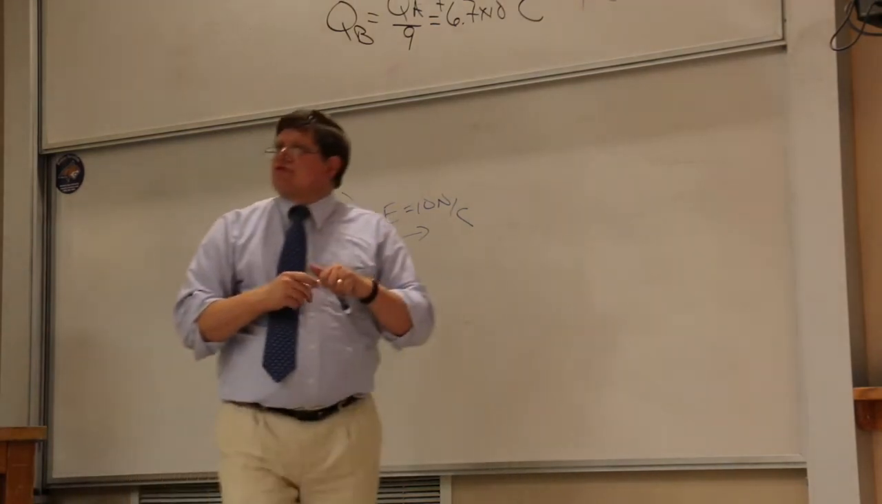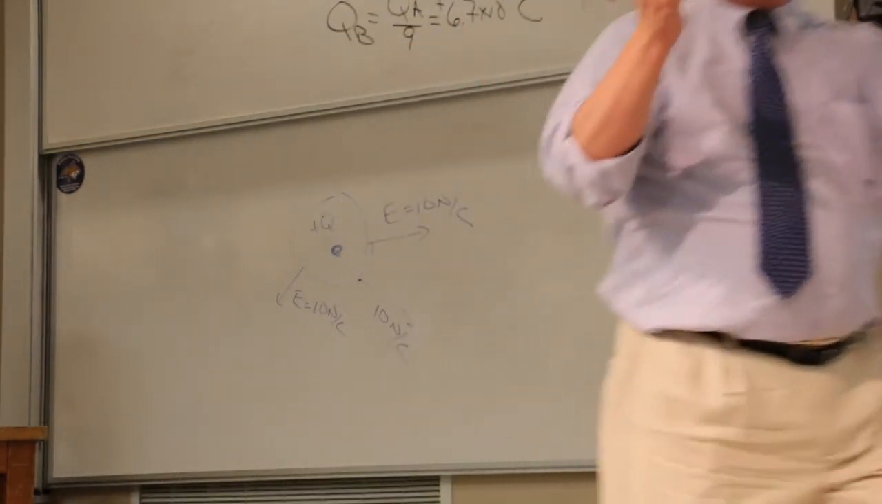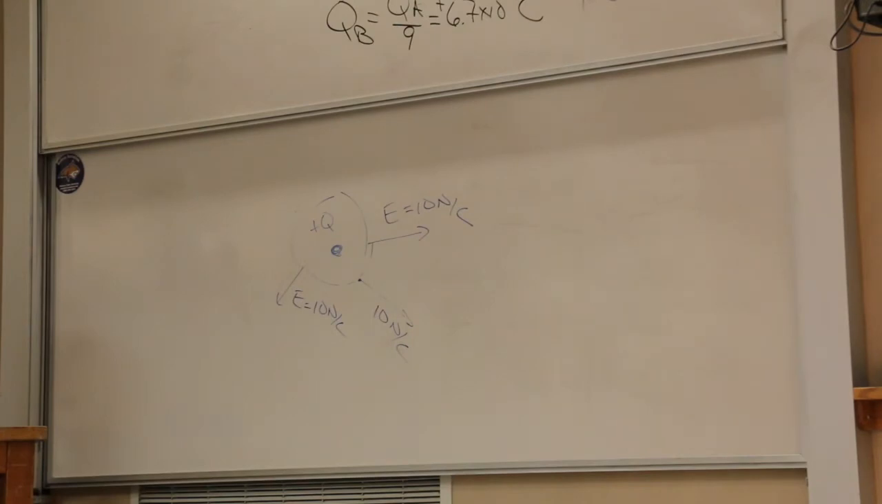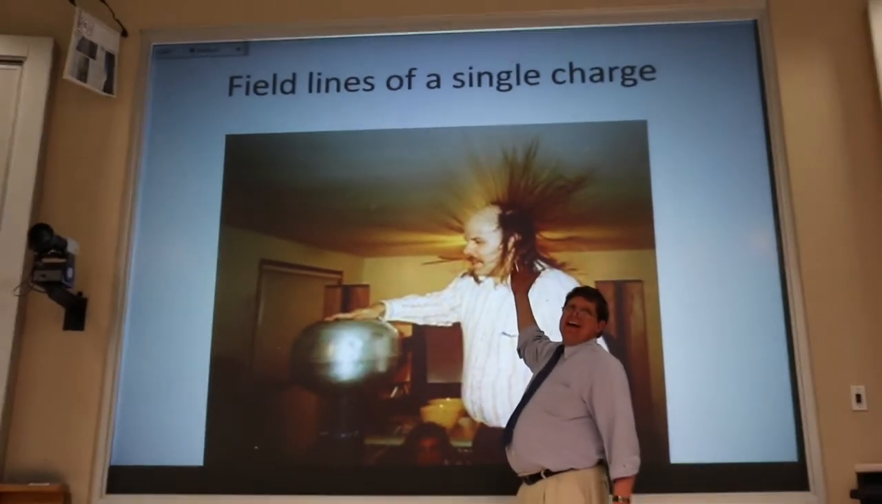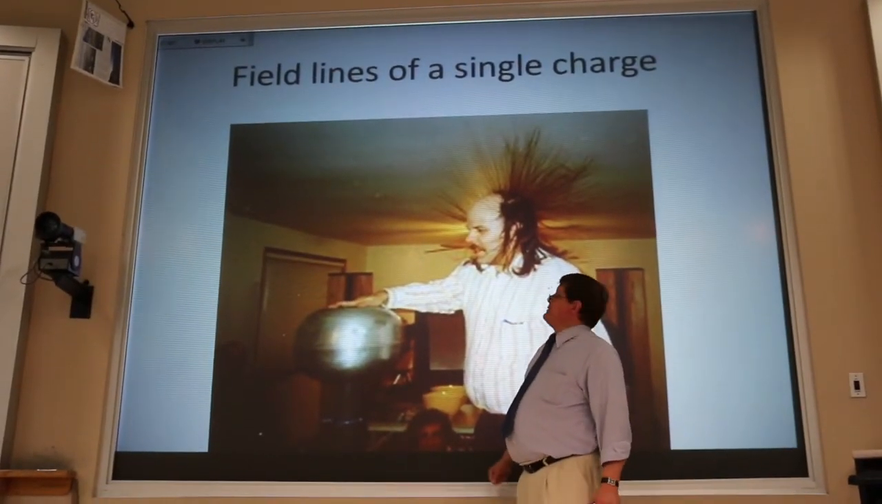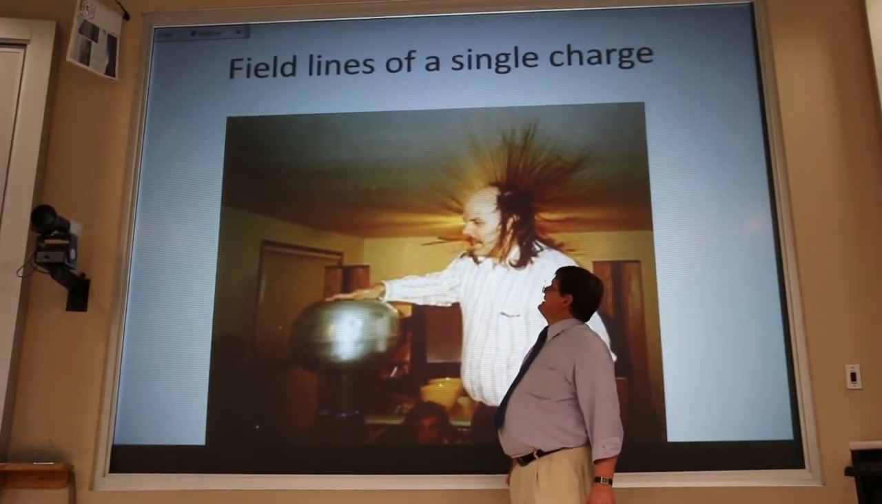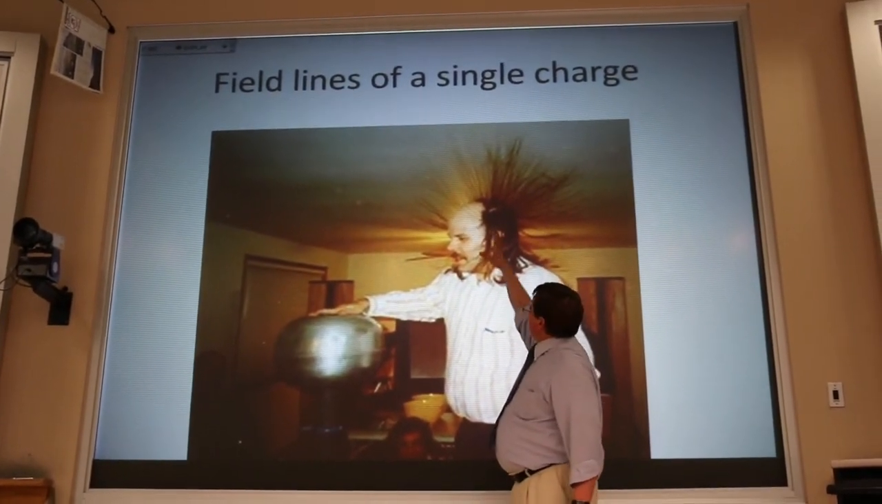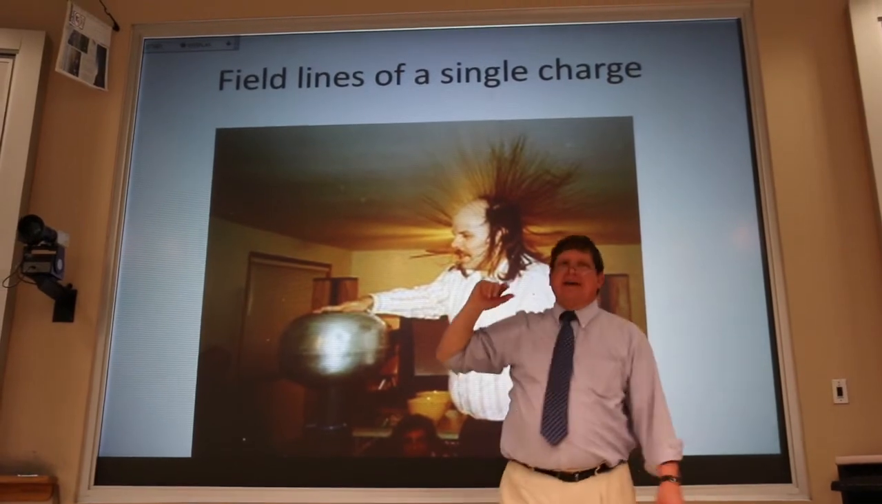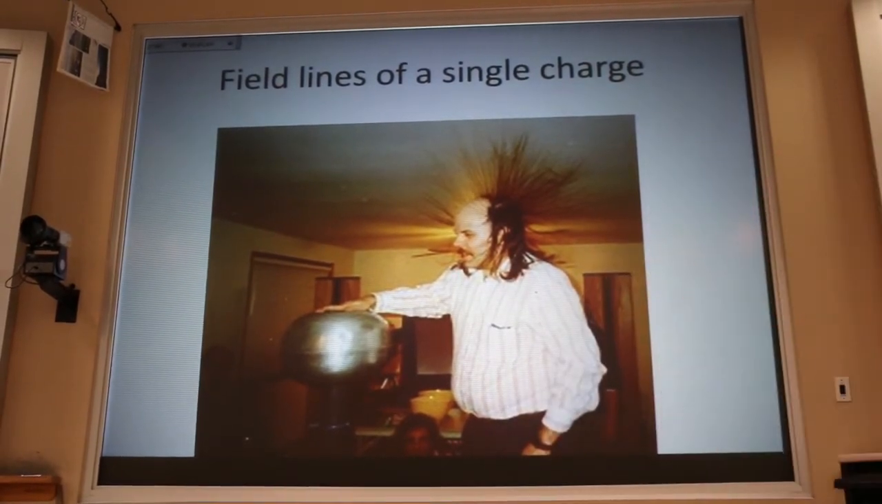Now we represent strength of electric field by how close the field lines are together. Oh yeah, that's one way to represent field lines. Here's a picture of me on a bad day. Actually, it's not me, but we could be brothers. He's just losing his hair. Well, he's got a lot of hair, just not all of it.